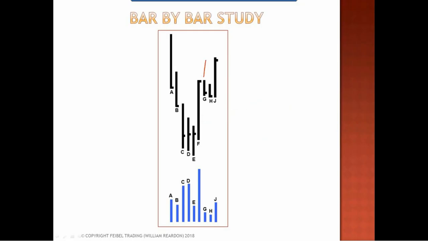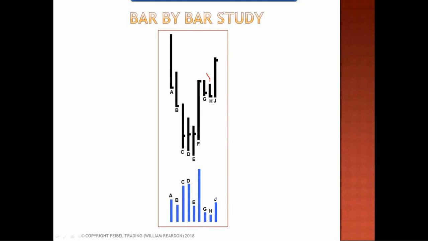Bar G, what do we note? Narrow spread, low volume. In fact, the lowest volume on the chart. So this we would call poor selling. And although it's negative, it's actually bullish behavior. Why? Because of context. We have demand directly behind us, with good volume, good wide spread, that accomplishes a great deal.